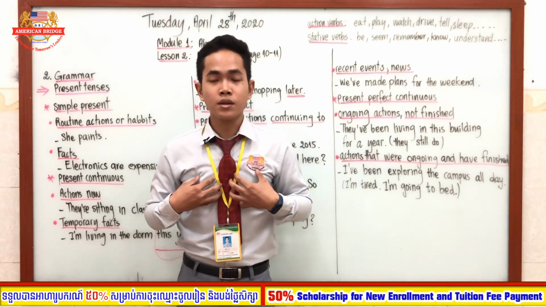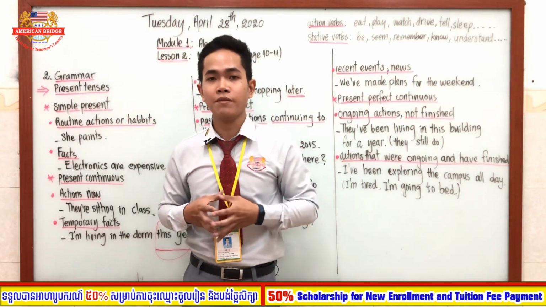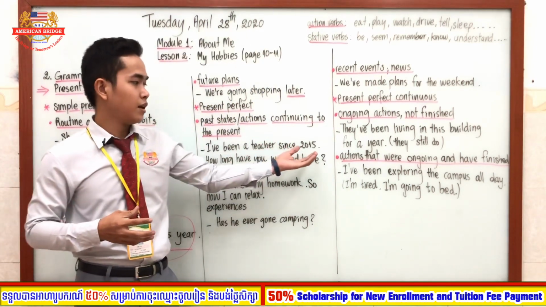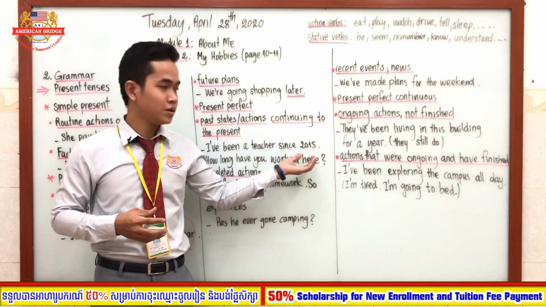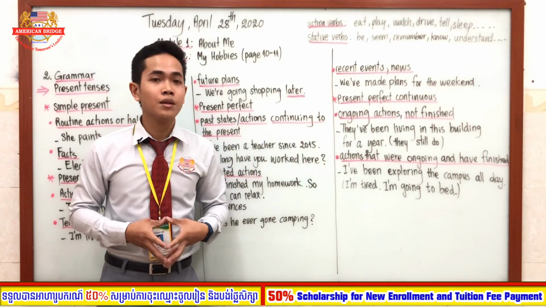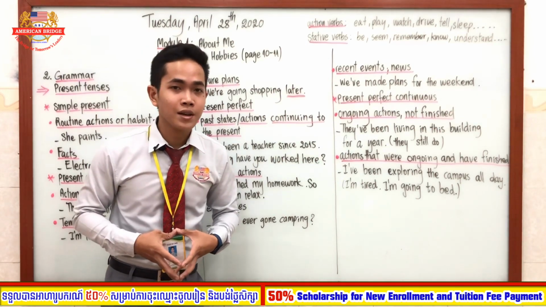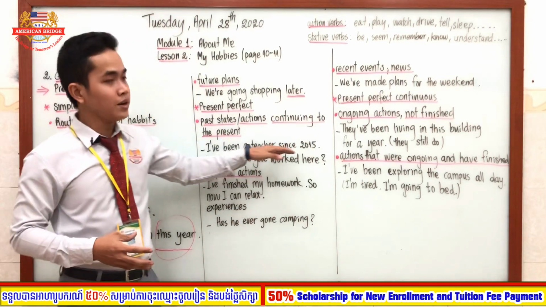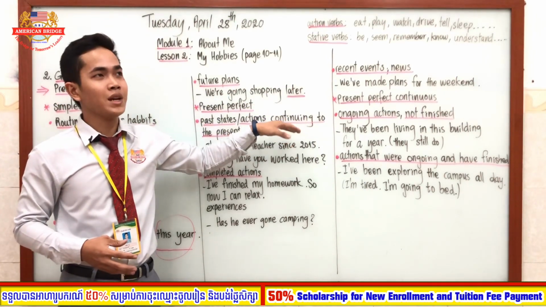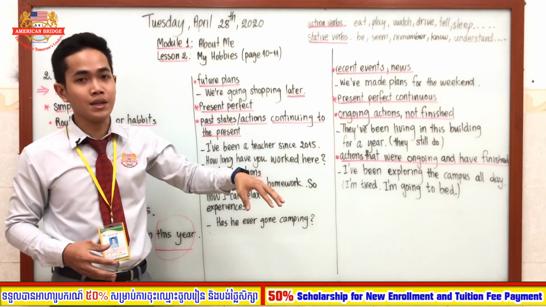Okay, so can you count how many years I have been teaching English? Just take for example, from 2015, and right now is 2020. So I have spent my career around 5 years, right? So it's talking about an action which happened in the past, but can continue to the present.